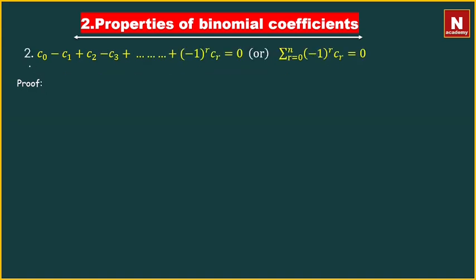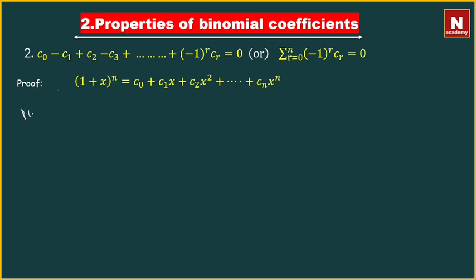Now property number 2. C0 minus C1 plus C2 minus C3 so on plus minus 1 power r into Cr equals 0, or sigma r equals 0 to n, minus 1 power r Cr equals 0. Here we have alternate signs plus minus plus minus. Once again we start with the expression we know already, (1 plus x) whole power n equals C0 plus C1 x plus C2 x square so on Cn x power n. Now by substituting x equals minus 1, where the RHS is required to be 0, we will get alternate signs in the RHS.